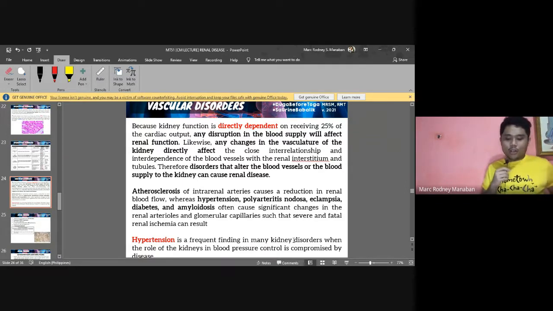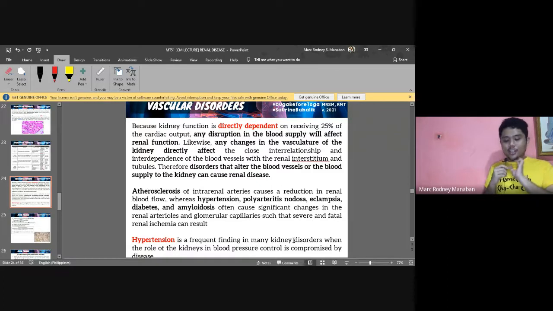All right. So these are disorders that alter the blood vessels or blood supply to the kidney. For example, atherosclerosis. There are depositions in the intrarenal arteries, so there is a reduction in renal blood flow. Hypertension, polyarteritis nodosa, eclampsia, diabetes, and amyloidosis can also cause significant changes in the arterioles and glomerular capillaries. It can lead to renal ischemia, so there is loss of oxygen supply to your kidneys, possibly from obstructions of blood flow as well.